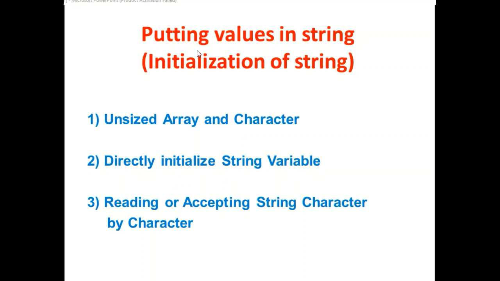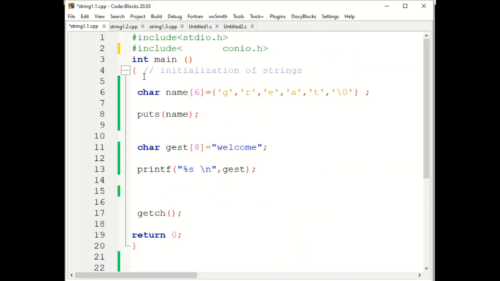Now we will see how to store values inside a string. There are mainly 3 methods by which we can store values inside a string. The first one is an unsized array of characters. So let's see this method with a live example. In this code, the first string, which has the name name and length equal to 6, is initialized in such a manner that every character inside this string is enclosed within single quotation marks, and this whole group of characters, with a null character at the end, is enclosed inside curly brackets. This is one type of initialization.